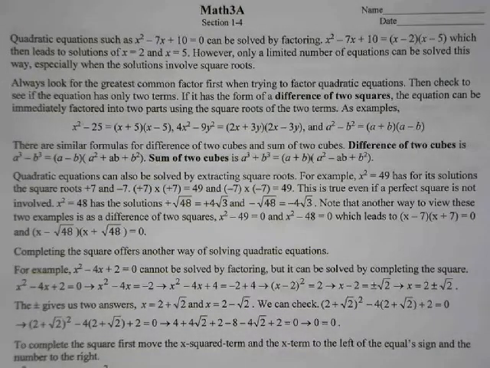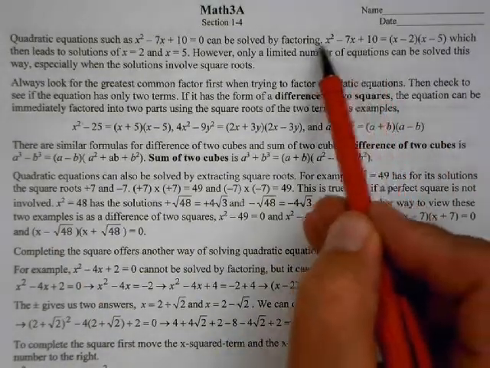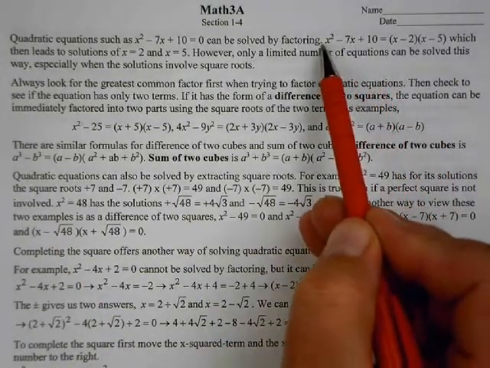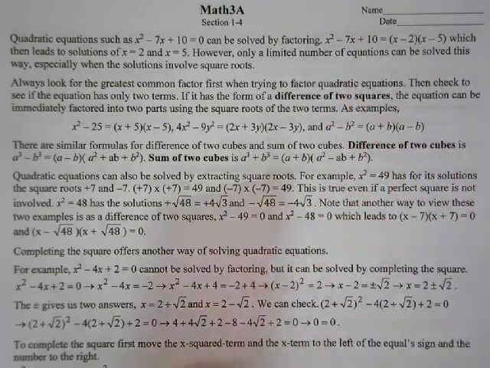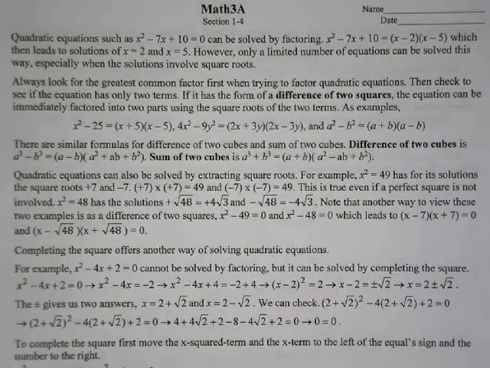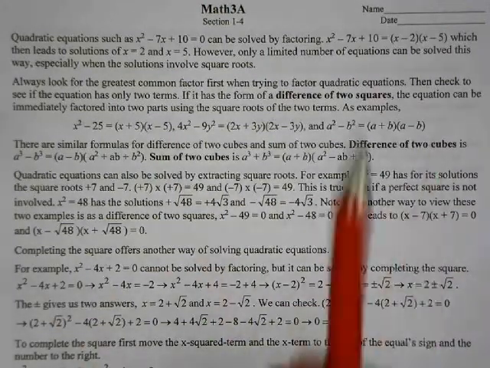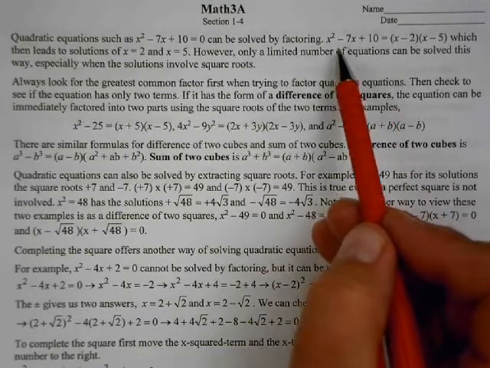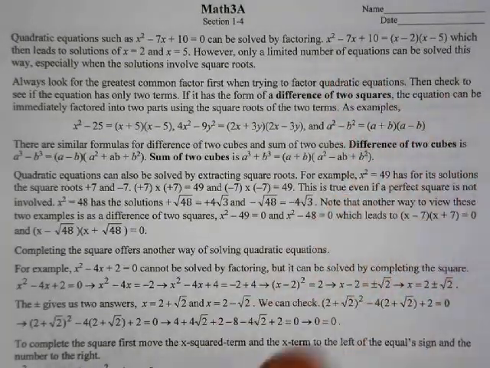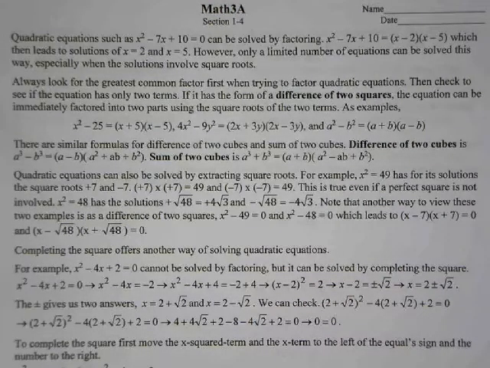Now, the first thing we want to do is always look for, is there any common factor? Like, for instance, with what we have here, if we had a 2 and a 14 and a 20, all those numbers are divisible by 2, so we could factor out that 2. But if not, what we want to look for is, is it factorable?